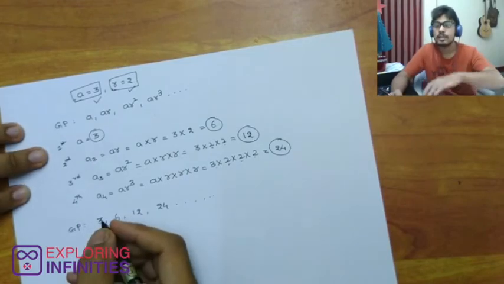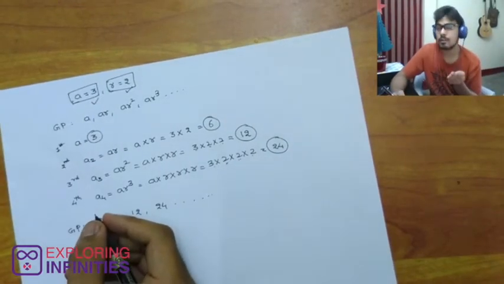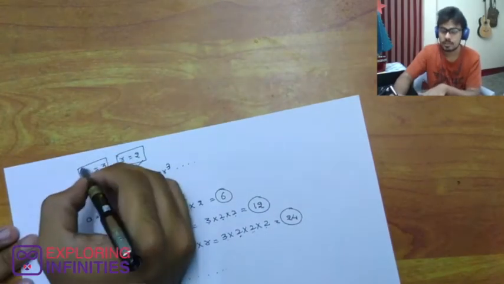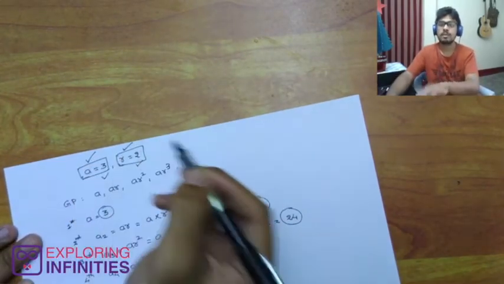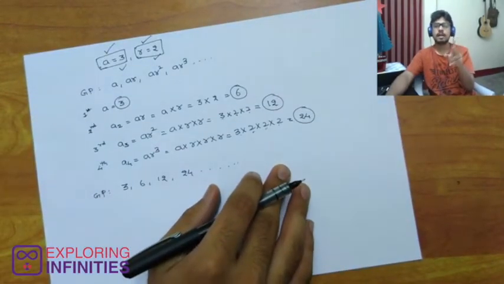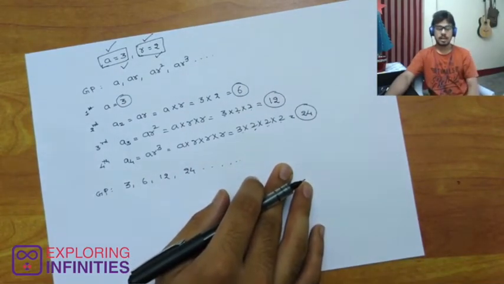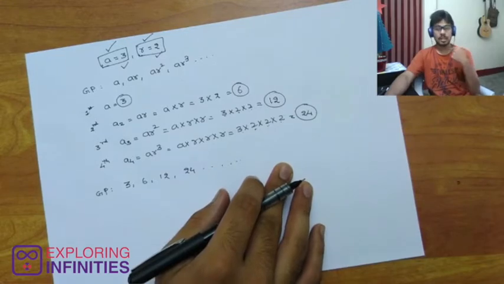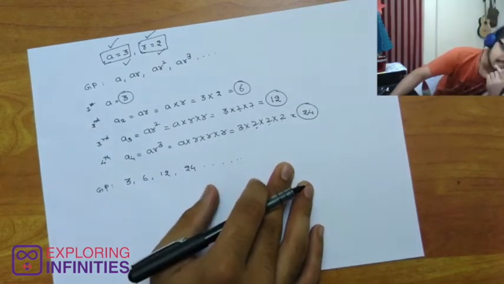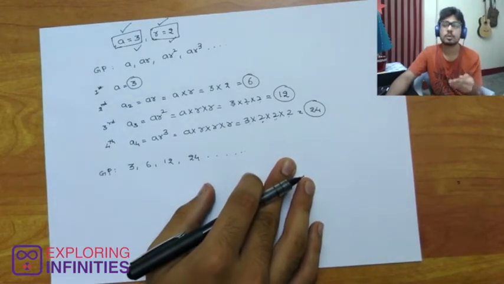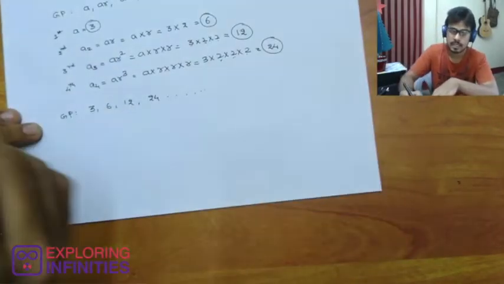Therefore, what are the basic essentials of a GP? Same as AP. First term, common ratio. If you have first term and common ratio in your hand, you have your GP in your hand. Alright, I hope it is clear. Now, let's do another example. This example is to check if the given progression is a geometric progression or not. Okay, let's take this example.